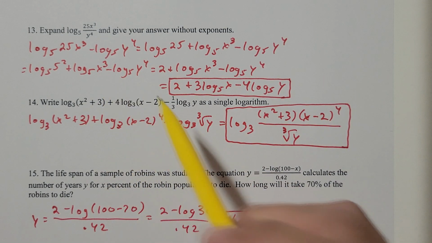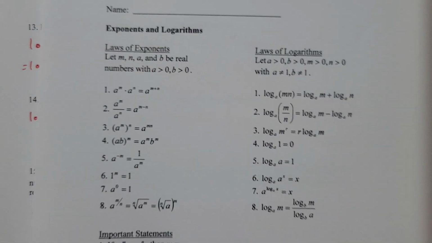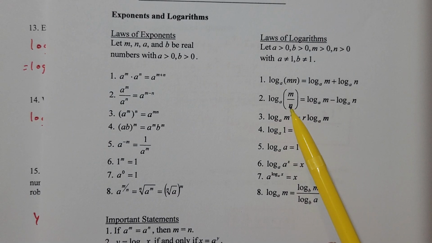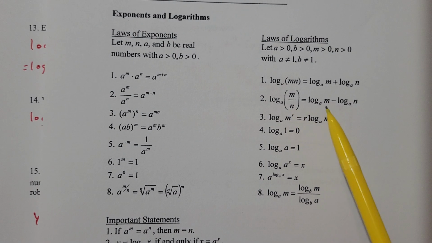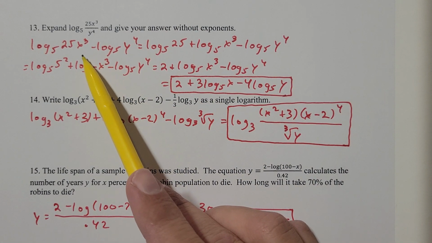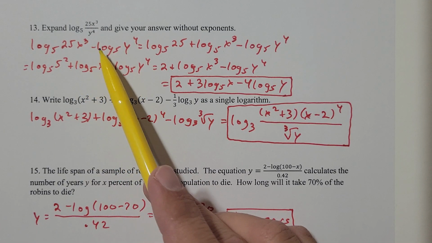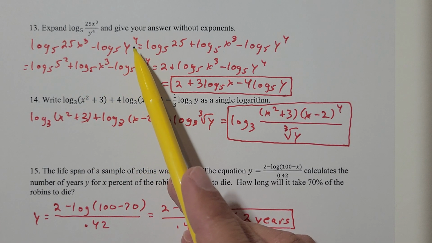Now, the first thing that I see is that I'm dividing two things in this logarithm. So using log 2, I can split that into two logarithms that would be subtracted. Okay, so I did that. I got log base 5 of 25x cubed minus log base 5 of y to the fourth.